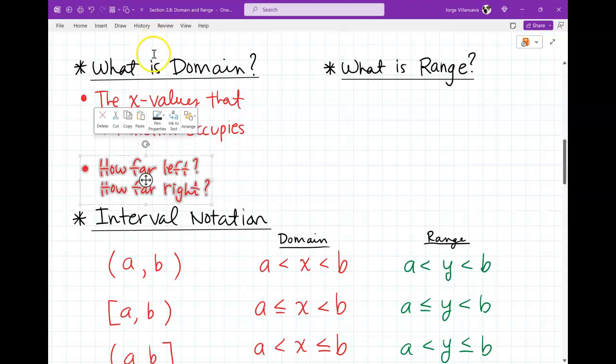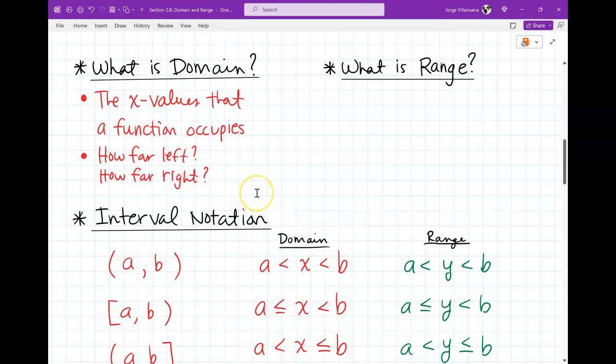Once you identify that, then just write it down. You also have to ask yourself whether or not it includes the points, but we have to get to interval notation to talk about that. So what is the domain? The domain is all the x values that the function has. How do you identify it? Ask yourself, how far left does the graph show? How far right does it show? Don't forget, guys, the arrowheads on the graphs mean it keeps going. It doesn't mean it stops there.